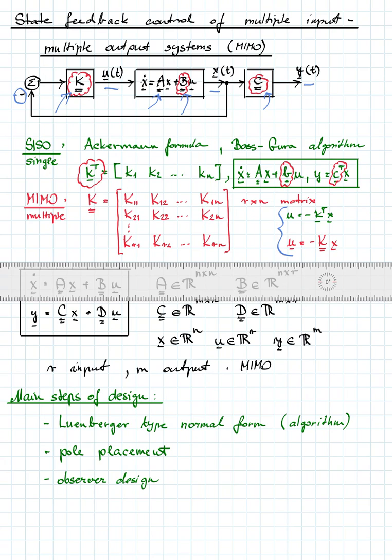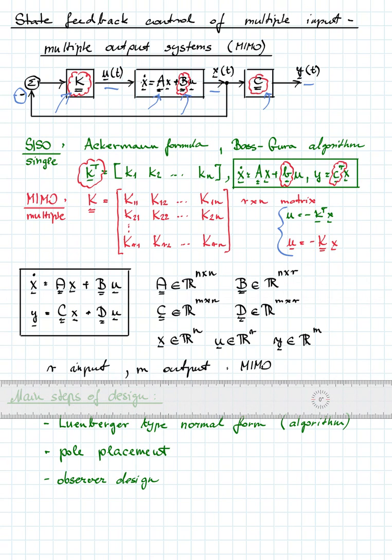And for MIMO, we cannot use the Ackermann formula or the Bass-Gura algorithm. We have to implement another technique, and in the next videos I am going to speak about how to obtain the matrix elements of K.